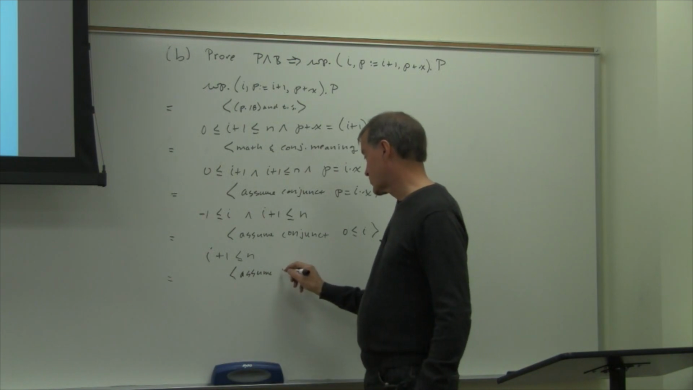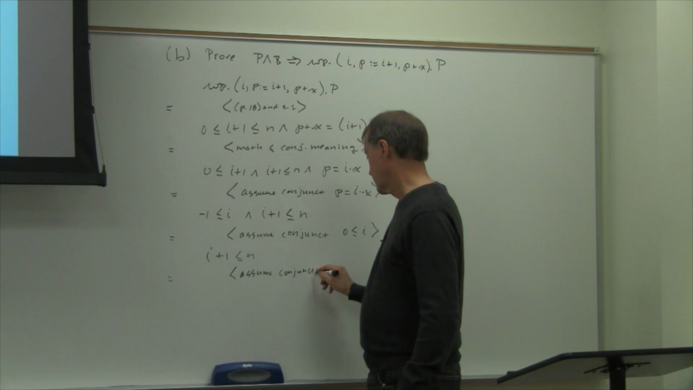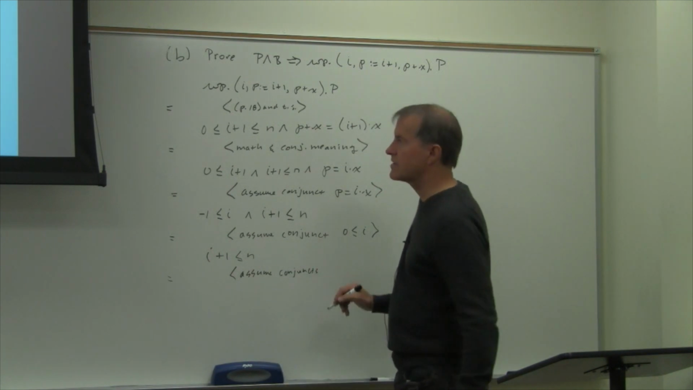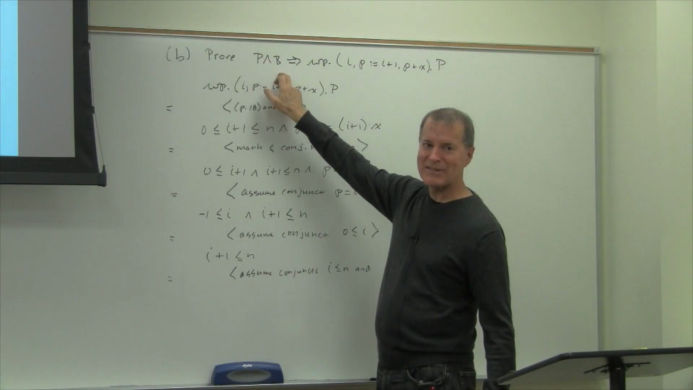Yes. Assume conjuncts. Assume conjuncts i is less than or equal to n. That's one of the conjuncts. But that's i plus 1. Yeah, I know. So not only are we going to assume conjunct i is less than or equal to n, we're also going to assume conjunct what? It's there. You can find it. Because what's the other conjunct that we have here?